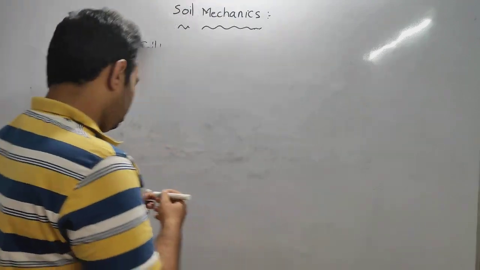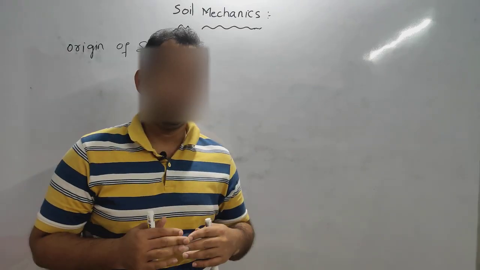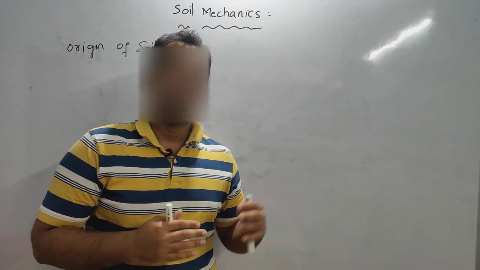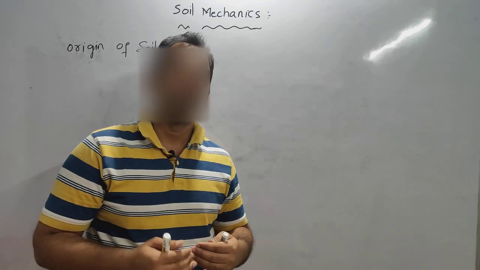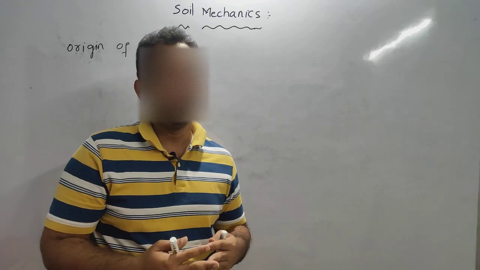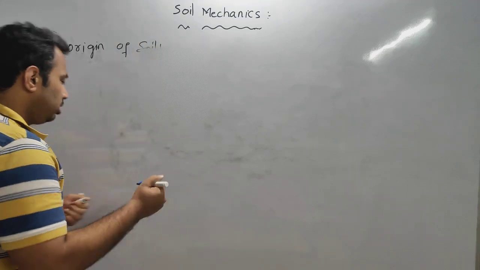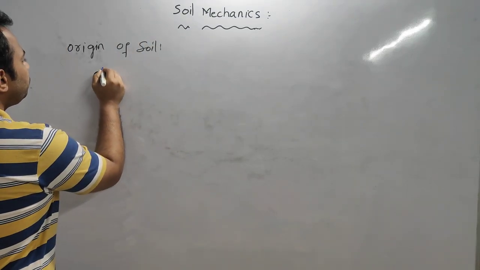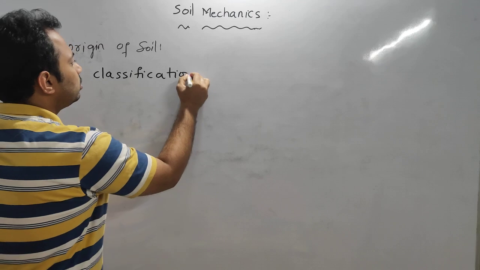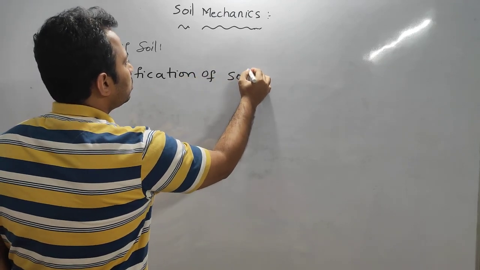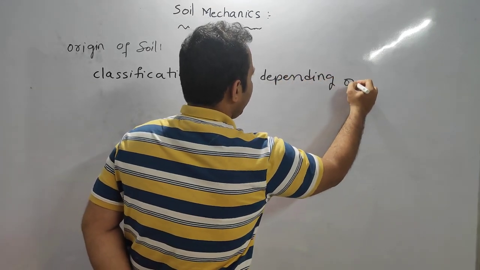So, let us see. The majority of soil, I have told you, is caused by weathering only. After the weathering is over, some soils may settle there only, and some soil particles may travel along with some medium. So, classification of soil depending on the transporting agent.